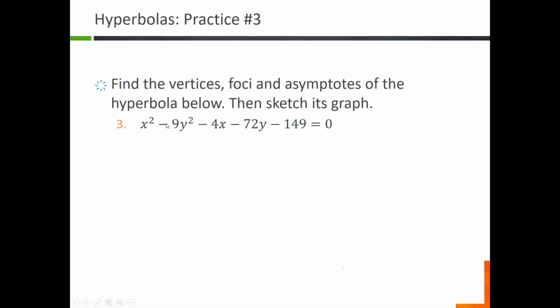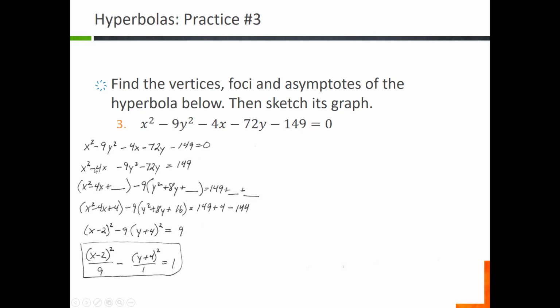So we have x squared minus 9y squared. Because this is a positive x squared and a negative y squared, I know this has to be a hyperbola. To work through this, we just have to complete the square again. So we group the x's, group the y's, and take the 149 and move it to the right side.